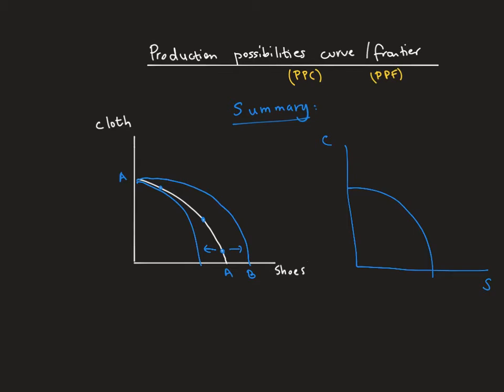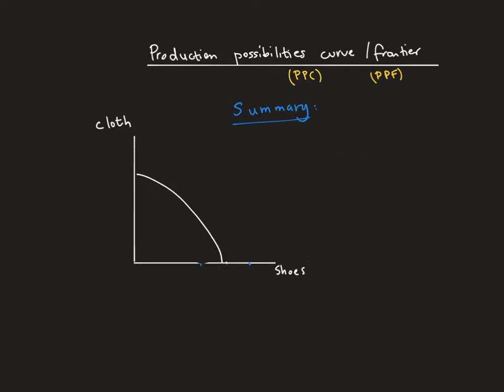Let's say, for example, we receive new technology to produce cloth. All that will happen is we'll move our PPC curve upwards from our original position of AA to now AB. But what happens when there's a decline in technology for that sector? Starting off at our original curve AA, we now move to a lower PPC curve from A to C, showing a decline in technology or decline in productivity in the cloth sector.